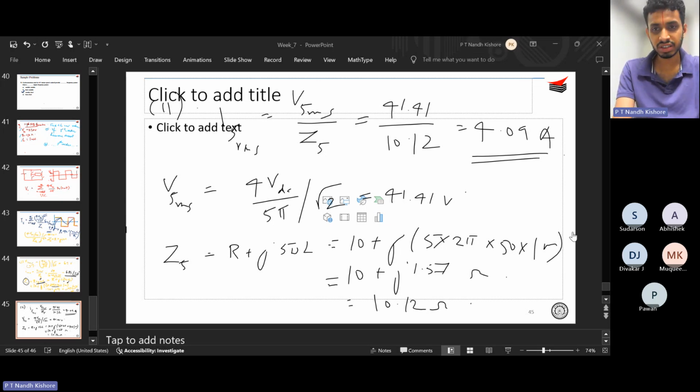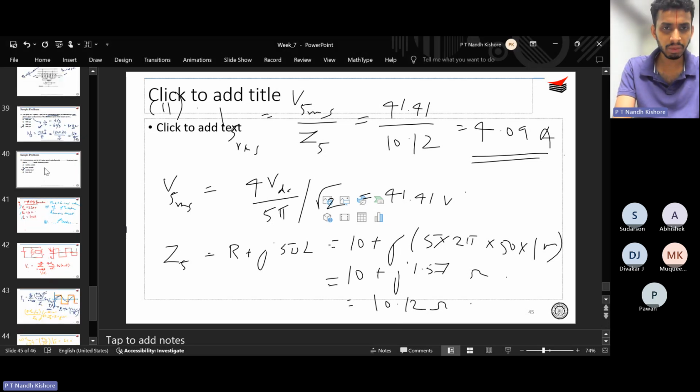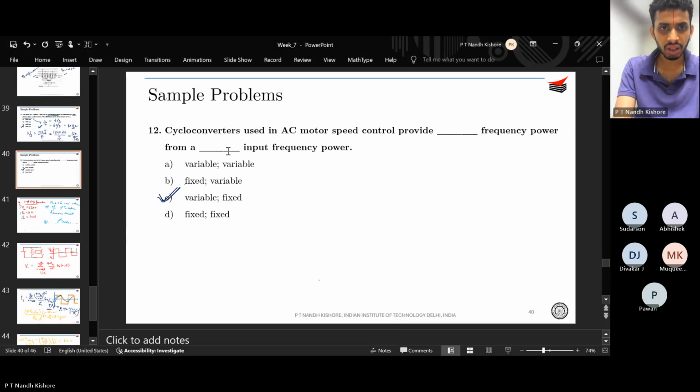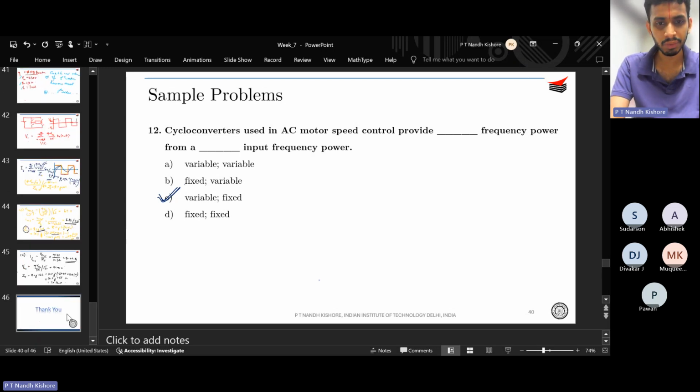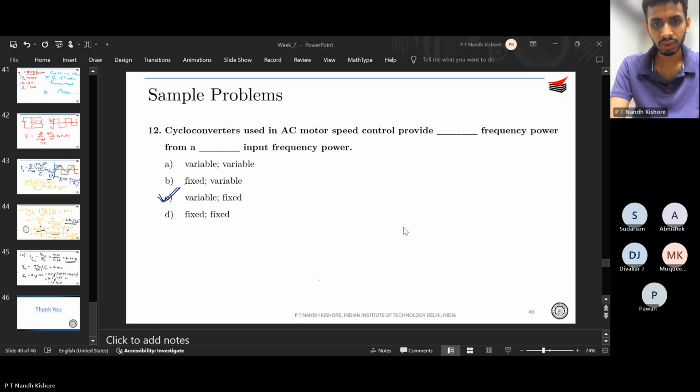Yeah, Divankar, just a second. I'll just read the chat. Input frequency is always fixed. I guess that is what we did, right? Output frequency changes, input frequency is fixed. Yeah, so cycloconverters provide variable frequency output power from a fixed input frequency, right? So I think that's what I have written as well. That is what we have tick marked, right? Variable frequency output, fixed input frequency.